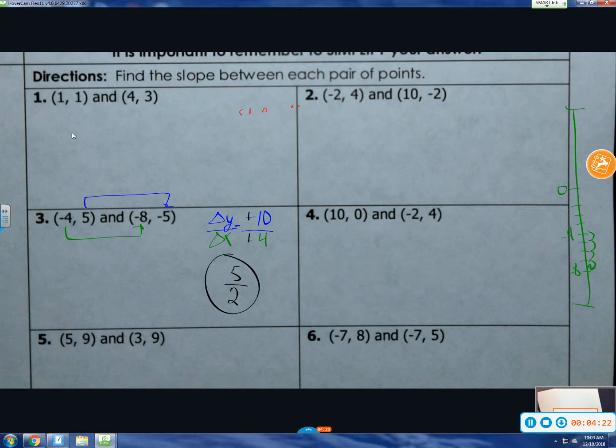What I want you to do is pause the video and try number 4. And then we're going to start talking about a couple of different things, 5 and 6, that are a little bit weird. So pause the video and give number 4 a shot.